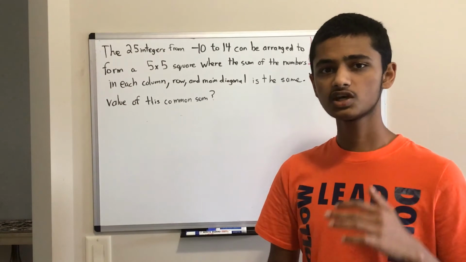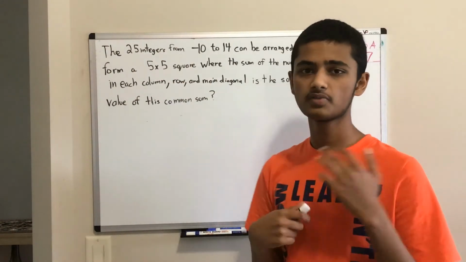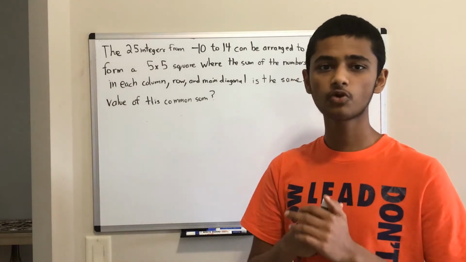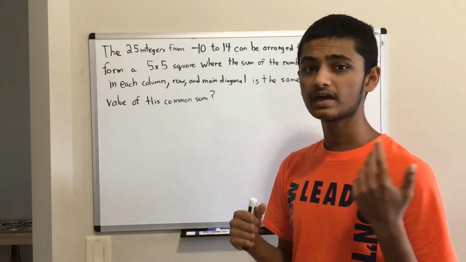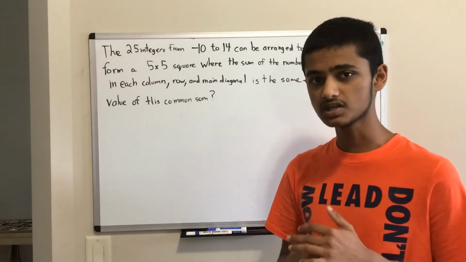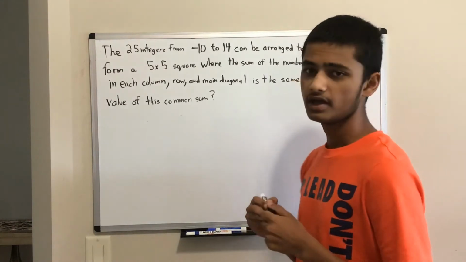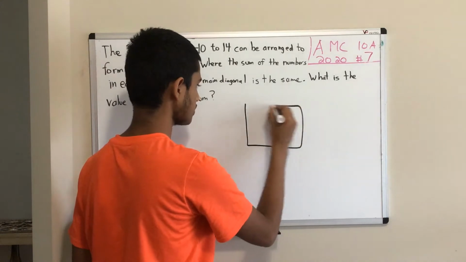So now, let's look at problem number 7 from this test. So we see that the 25 integers from -10 to 14 can be used to form a 5x5 box where the sum of every row, column, and main diagonals are the same. And we're asked to find the value of this common sum. So, in order to do that, let's just try drawing a square over here.